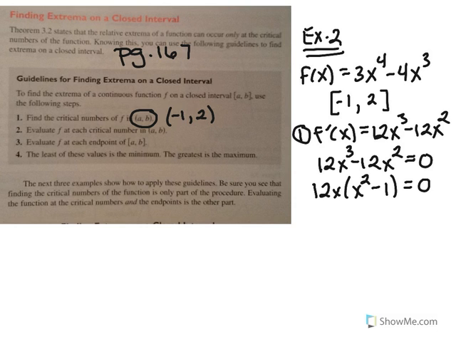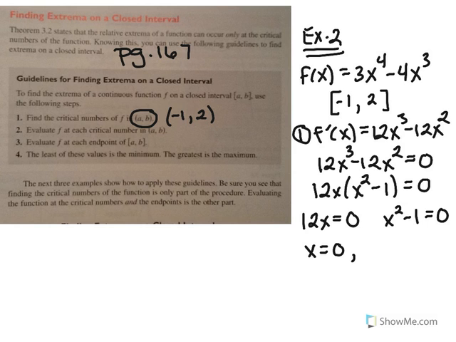So I set each of these parts equal to 0, just like in factoring from way back in the day. 12x equals 0, and then x squared minus 1 equals 0. So in the first case here, in order for this to be true, I have one solution, that would be x equals 0.